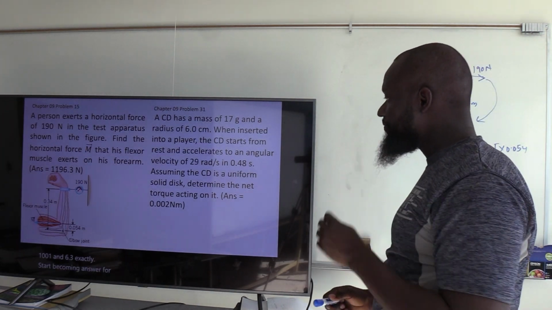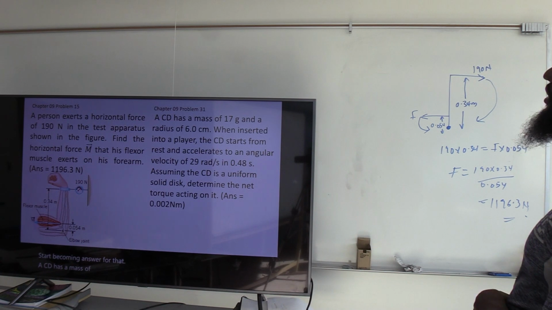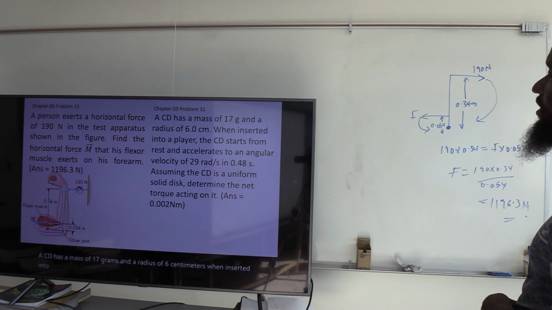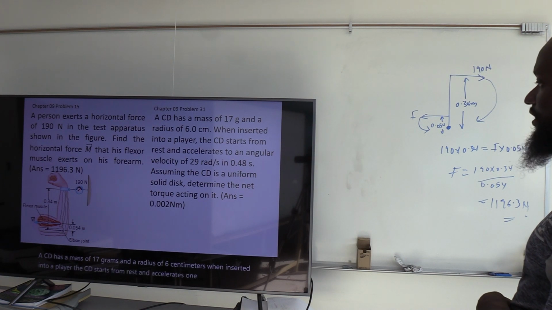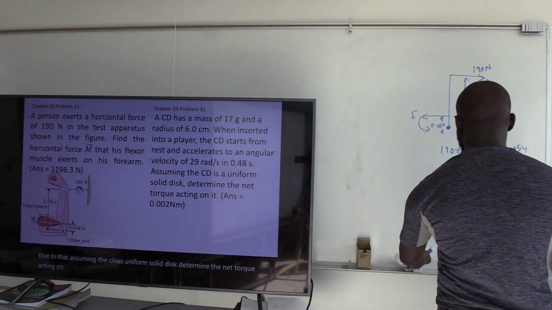Okay. A CD has a mass of 17 grams and a radius of 6 centimeters. When inserted into a player, the CD starts from rest and accelerates to an angular velocity of that. Assuming the CD is a uniform solid disk, determine the net torque acting on it. So let's look at the net torque. Torque is I alpha.